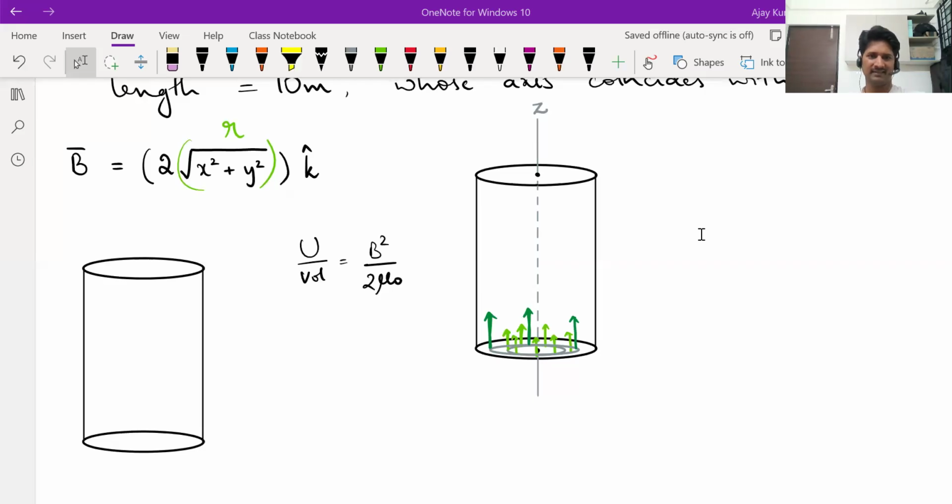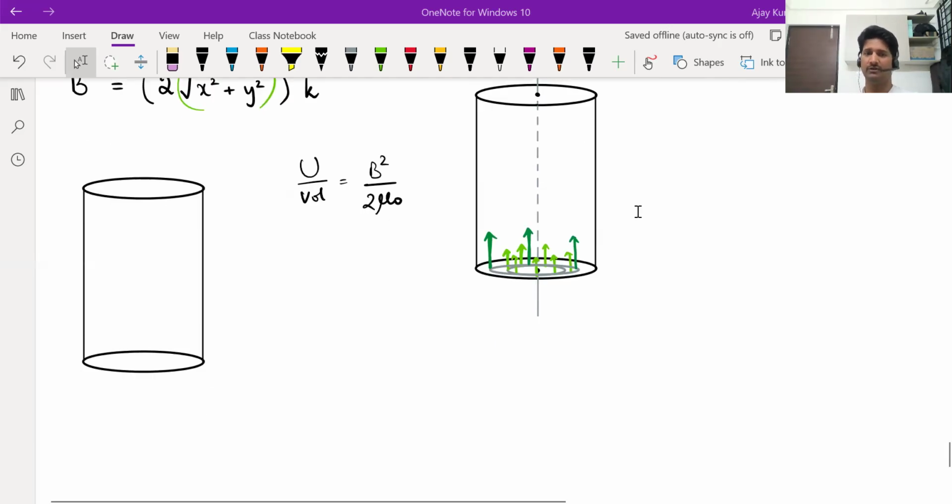Where is current in that magnetic field equation? It depends on the distance from the z-axis. Okay, the magnetic field equation is given to you. In that equation, you can see that the magnetic field depends on distance from z-axis. So if you consider a fixed distance from the z-axis, then magnetic field will be uniform.